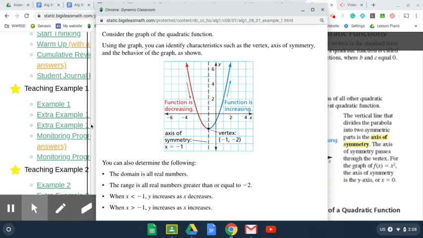Let's look at another example, and we're going to listen to Big Ideas do a tutorial on it.